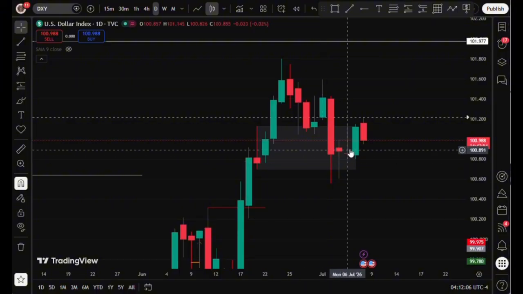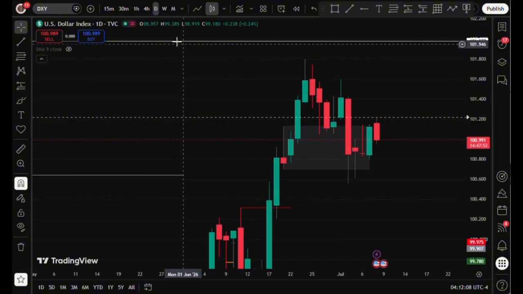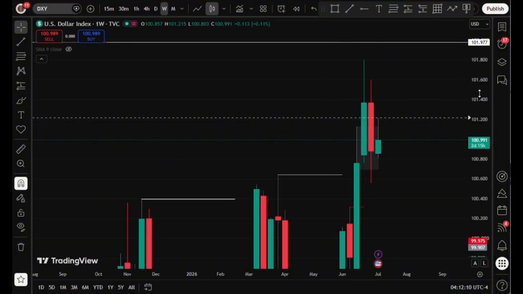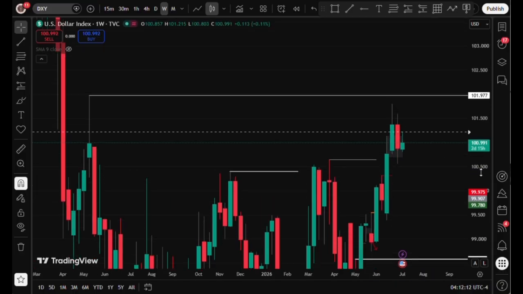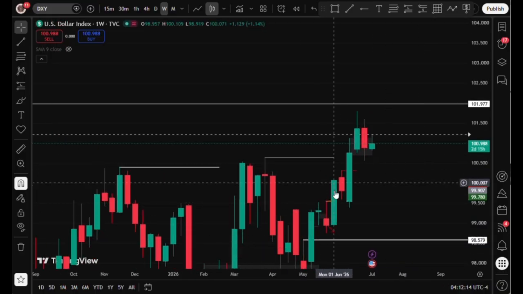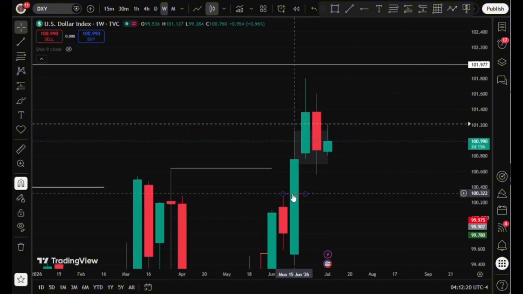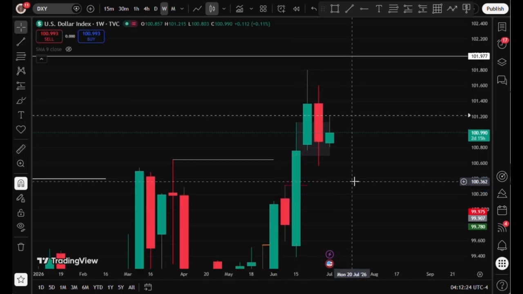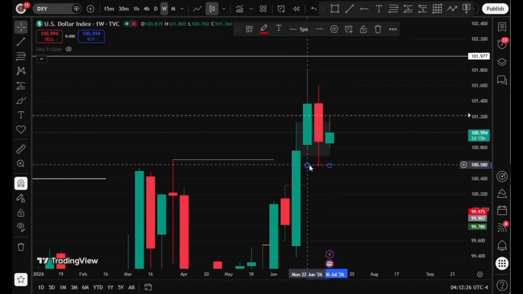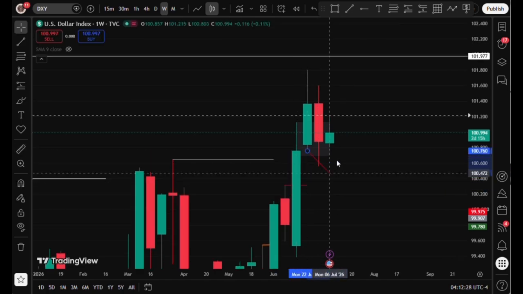So starting with the United States dollar index, if we go into the weekly time frame, we have been on a bullish trend, right? We have been seeing weekly candles create engulfing bullish candles, and over here we have a weekly fair value gap. All right, we have a weekly fair value gap of which price has already tapped into.